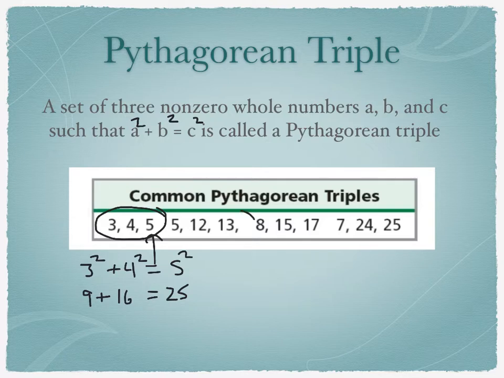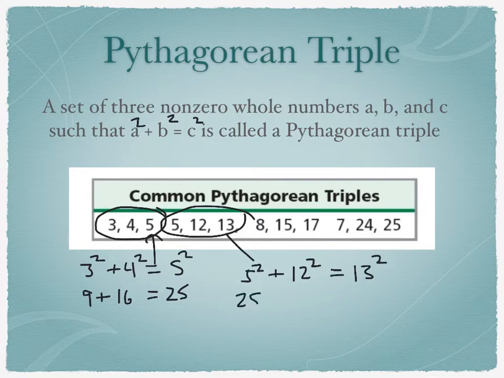The same thing will work for the other one. So 5 squared plus 12 squared is going to be equal to 13 squared. What's 5 squared? And what's 12 squared? 144. And what's 13 squared? 169. Great, Brooke. So 25 plus 144 is 169. So these are just common Pythagorean triples.